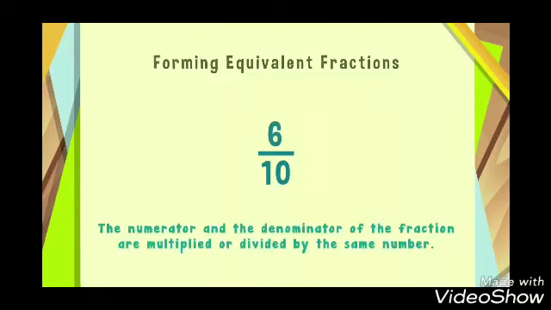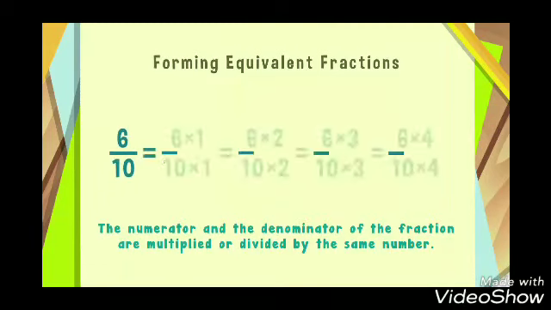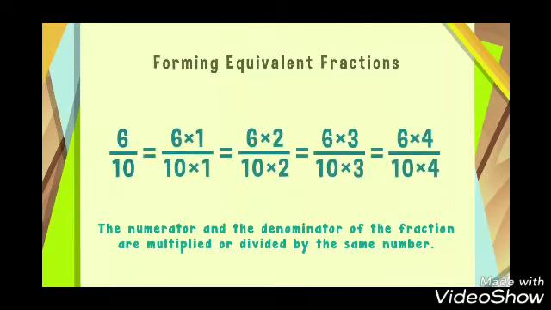To form equivalent fractions of a given fraction, the numerator and the denominator are multiplied or divided by the same number. By multiplying or dividing the numerator and the denominator of a fraction by the same number, except 0, its value does not change. For example, let us find the equivalent fractions of 1 upon 2.